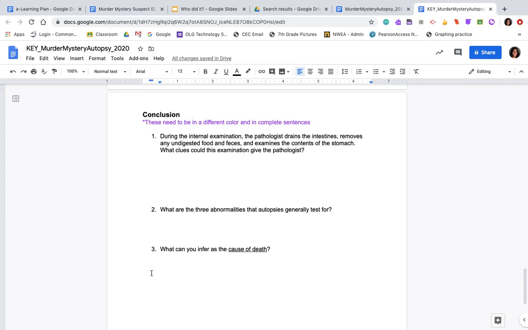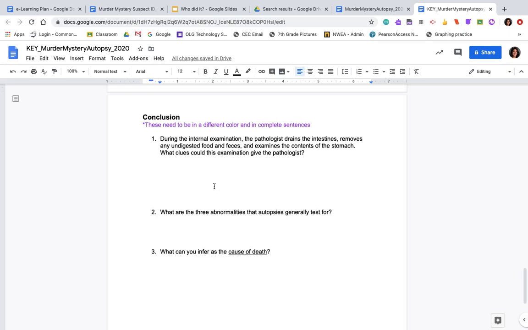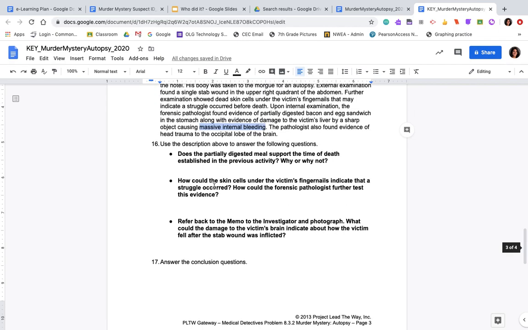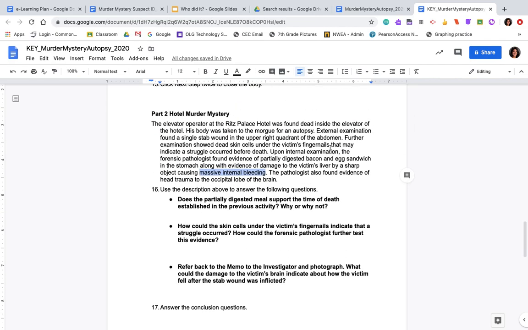But we're going to move on to the labs. What I need you to remember when we start the labs is this part right here, the dead skin cells. We're going to actually use those to figure out who killed Ralph.